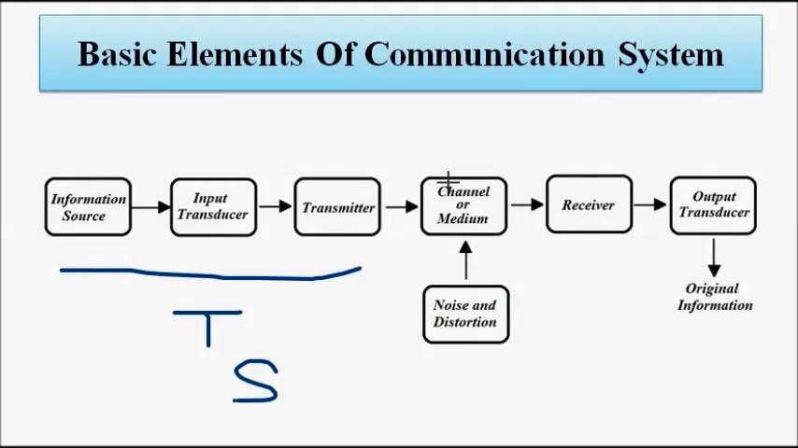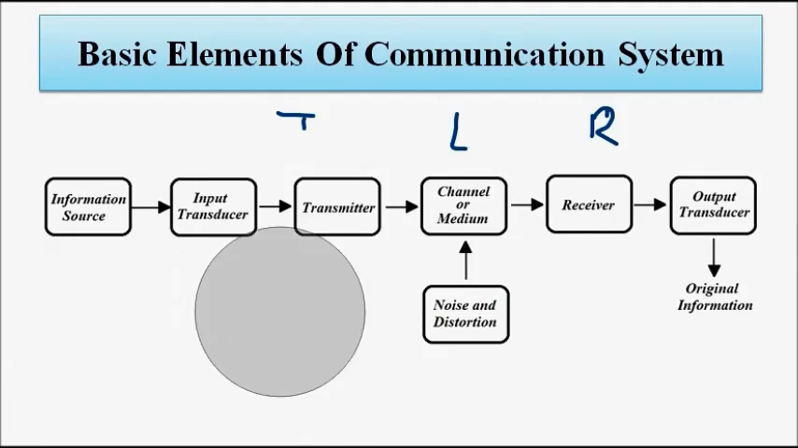Then this is the channel or medium, which is the connecting link between the transmitter or the sender and the receiver. Okay, and then on the receiver side we have the receiver and the output transducer, and then some other circuitry is also there, but here we'll not go into that in detail. In a simplified form we will try to understand.